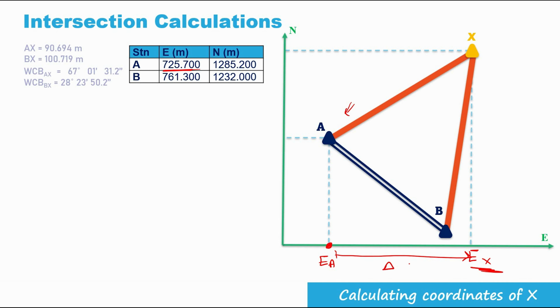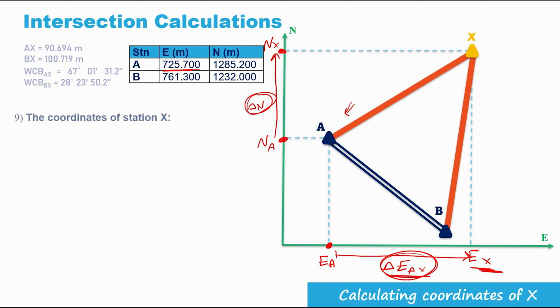But what is this distance? We will call it the change in easting between A and X. We are going to calculate this now. And in a similar way for northing. Northing of A, this is northing of A, plus this distance, which is the change in northing between A and X, will give you northing of X, NX. Yeah? So now we are going to calculate the change in easting and the change in northing.